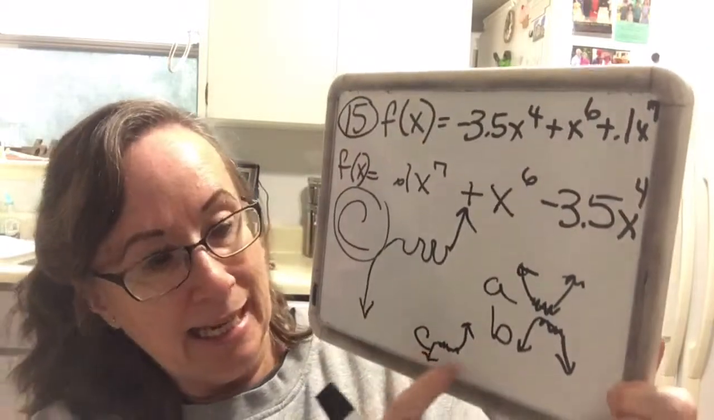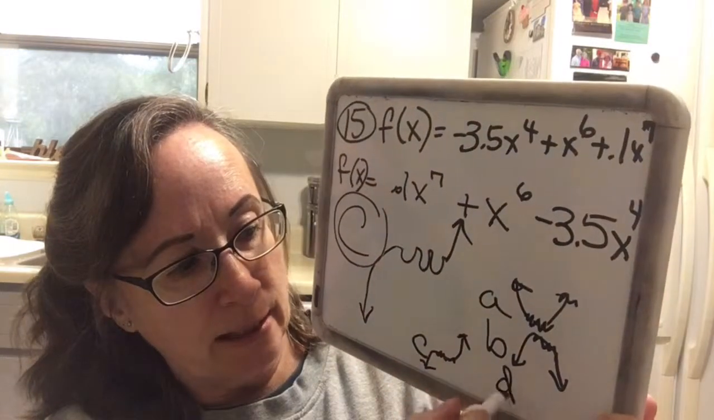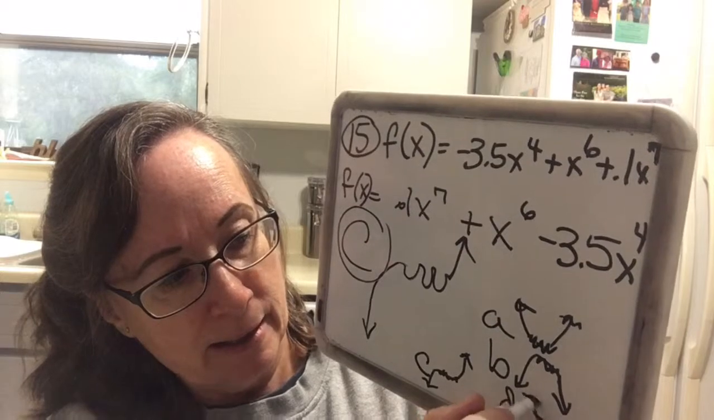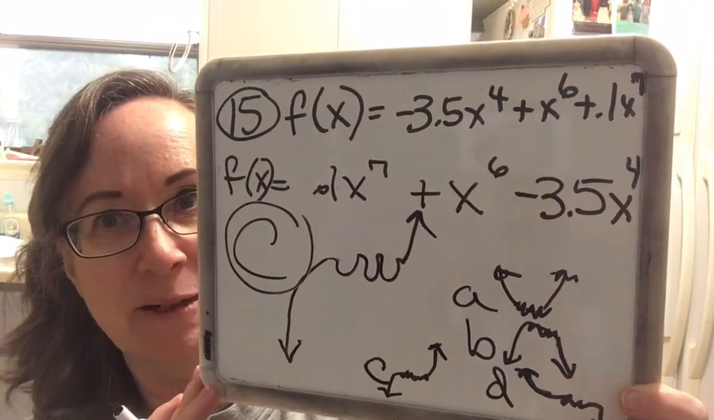And then D is the flip of this one. So the D is going to go down, up and then down. So that is not what we have there. Okay, so that was number 15.